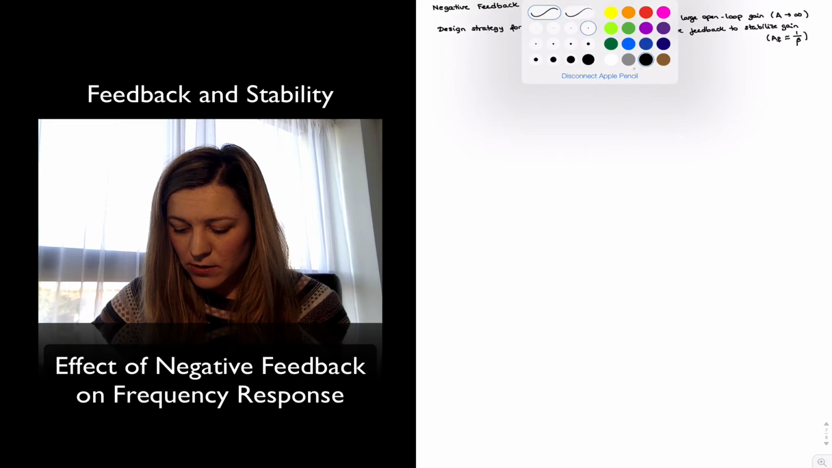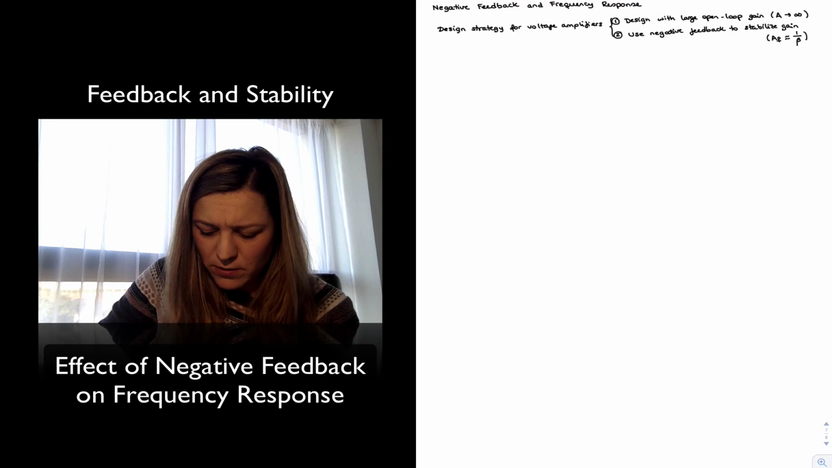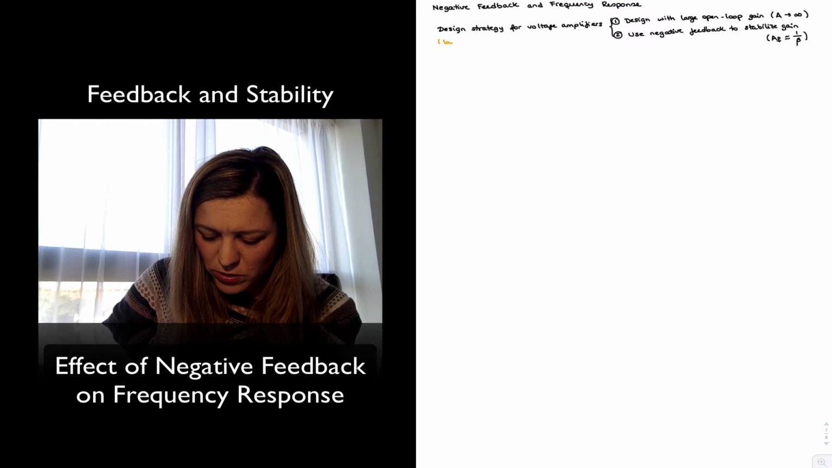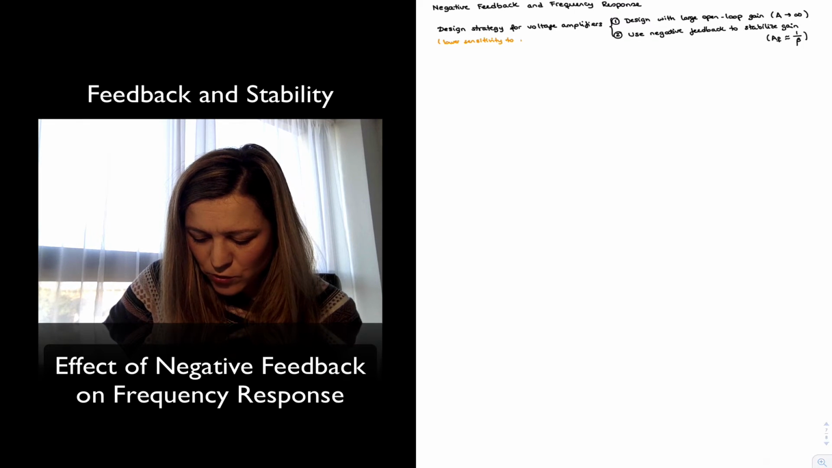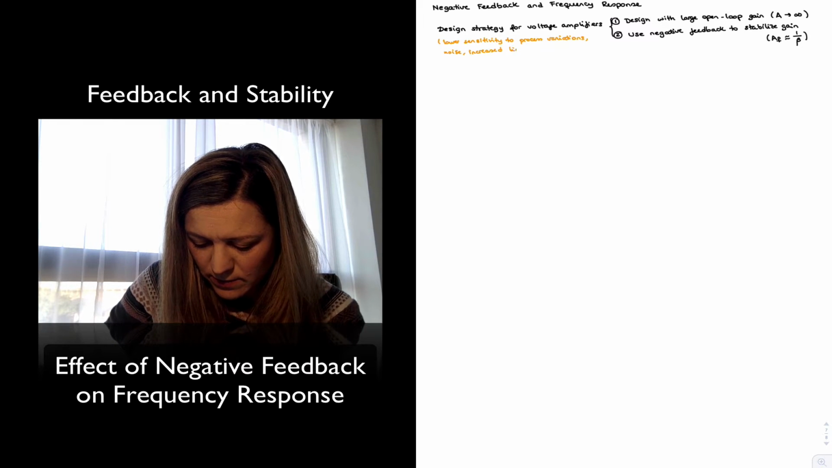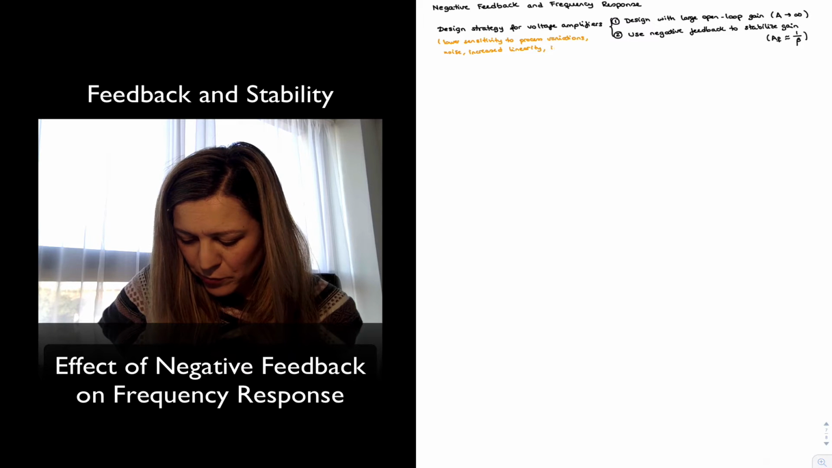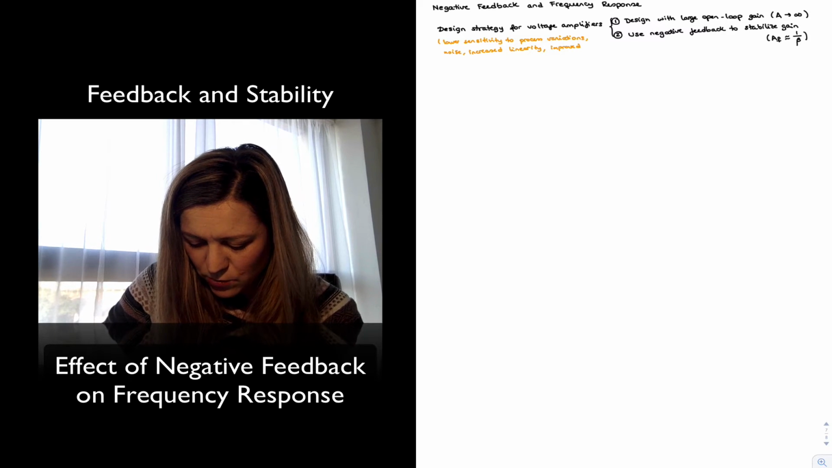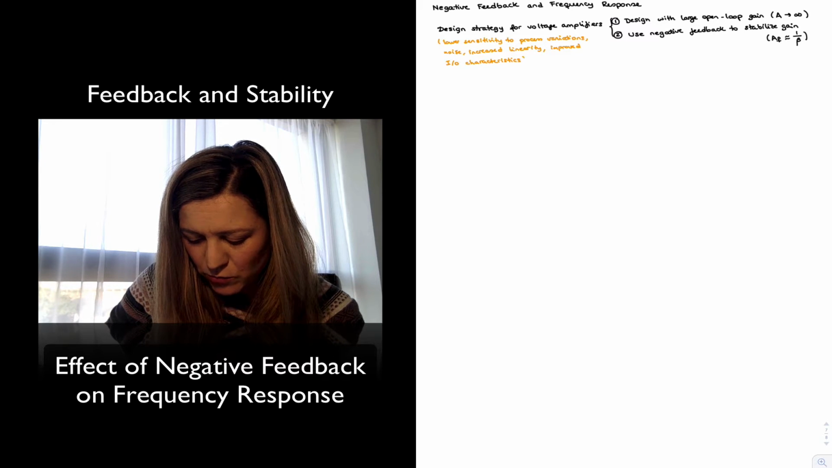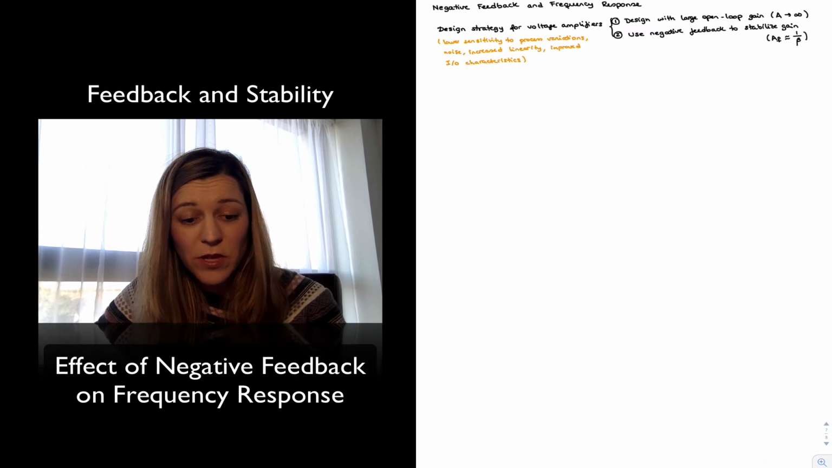And again, this is to give us lower sensitivity to process variations, noise, increased linearity, and improved input-output characteristics, and by that I just mean input resistance and output resistance mainly, etc.